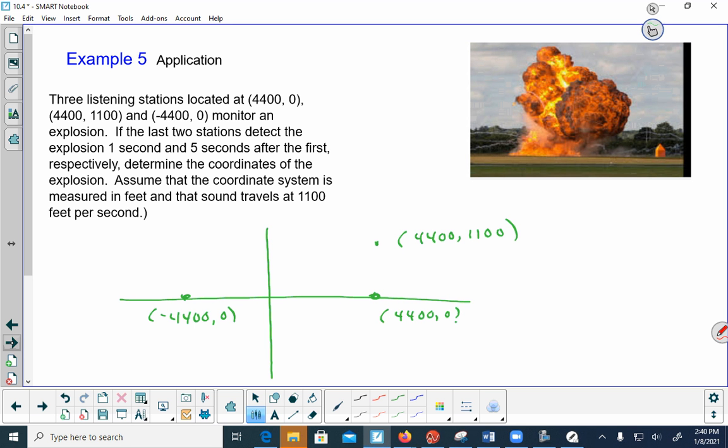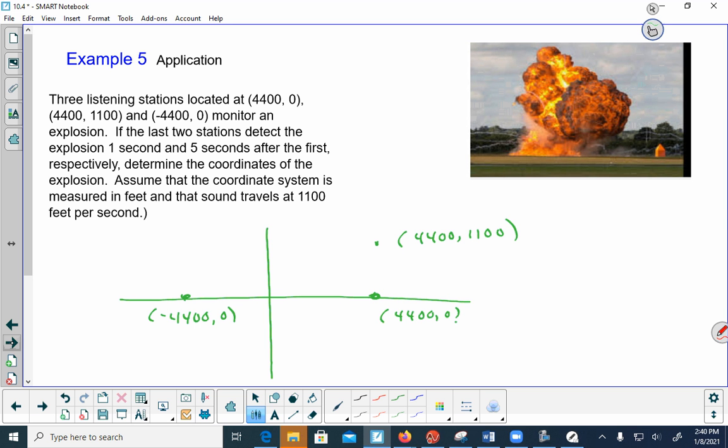If the last 2 stations detect an explosion 1 second and 5 seconds after the first, respectively, determine the coordinates of the explosion. Assume that the coordinate system is measured in feet and that the sound travels 1100 feet per second.